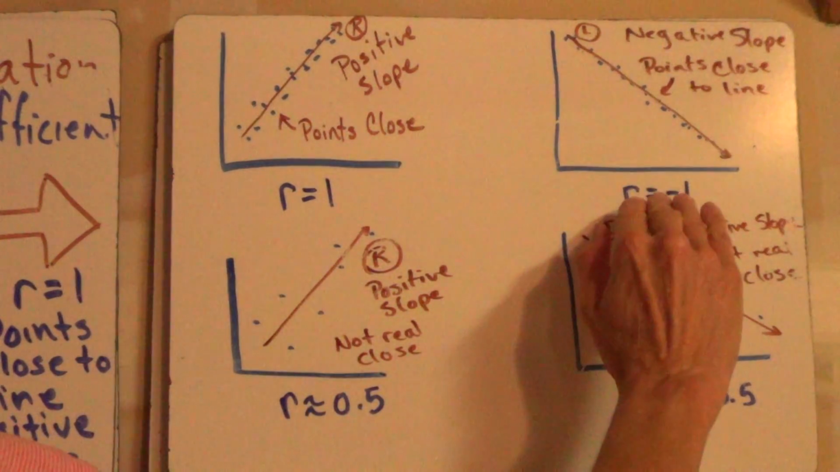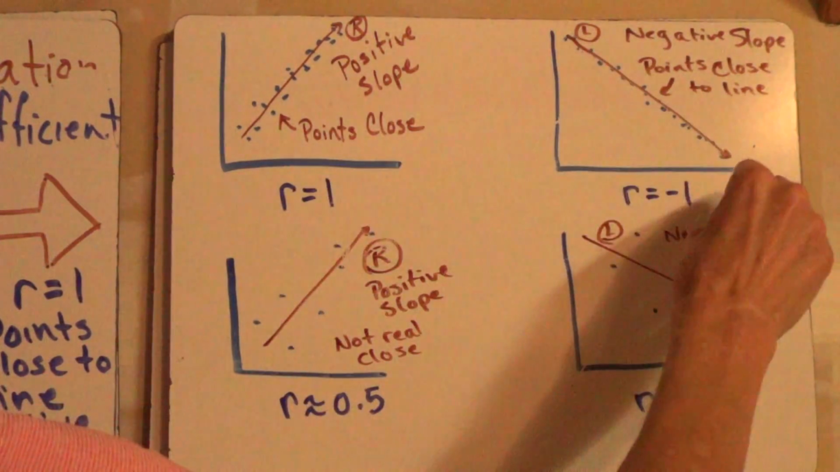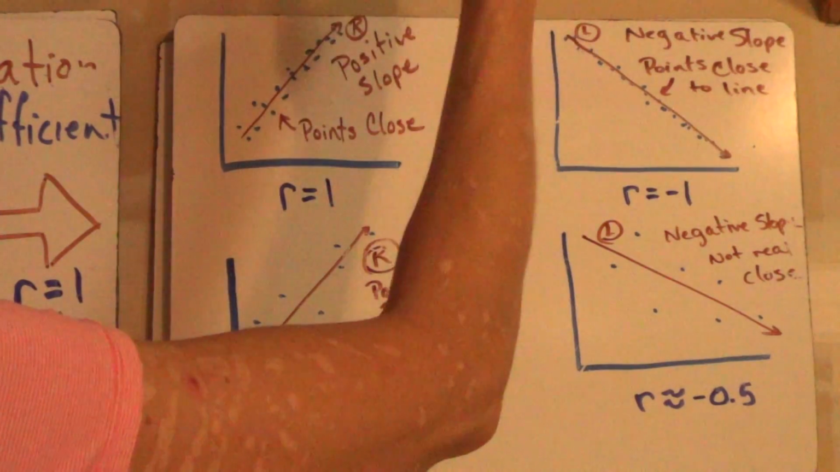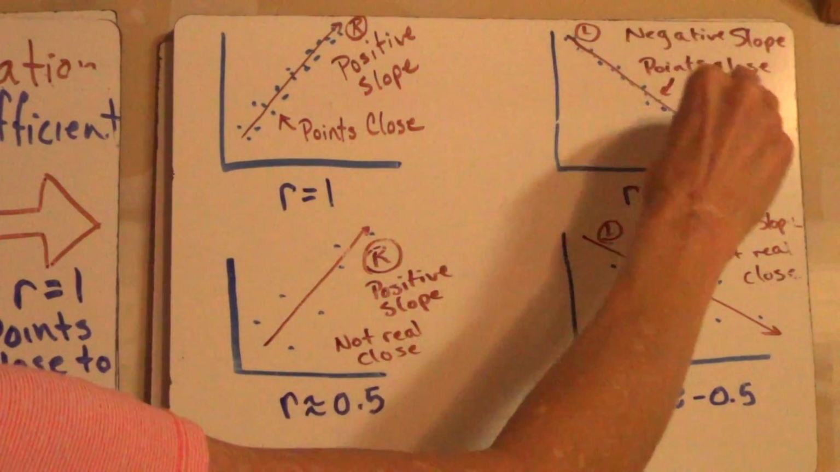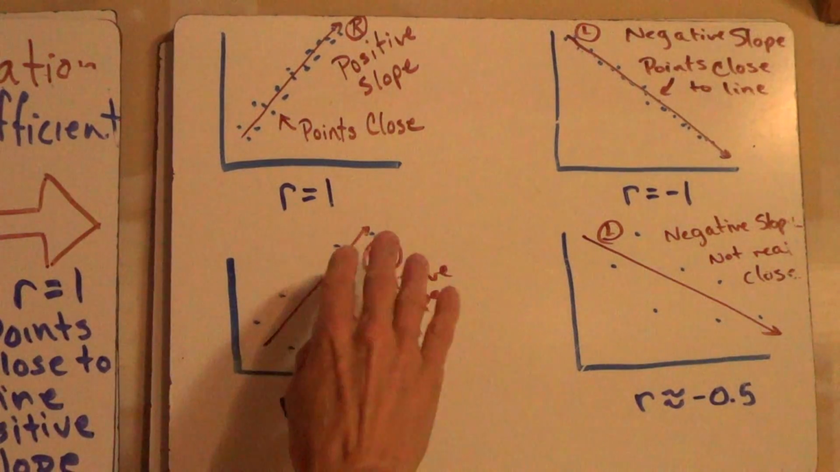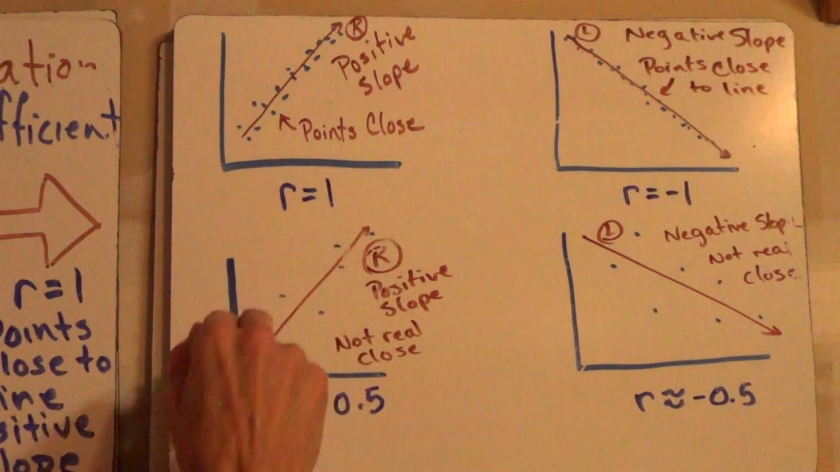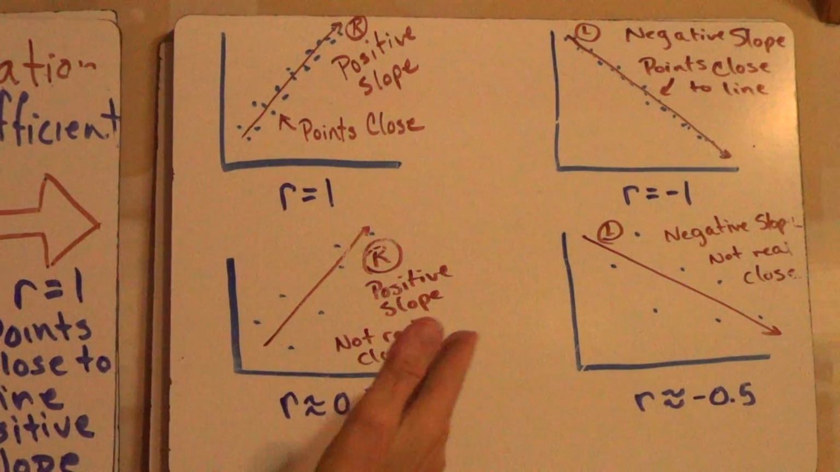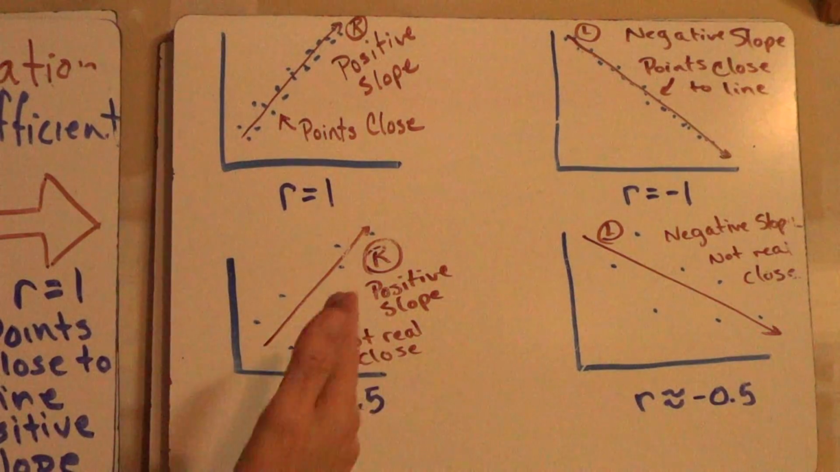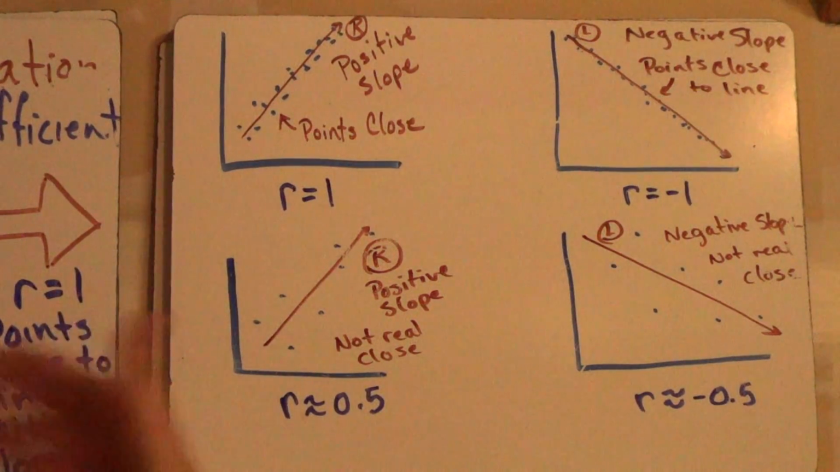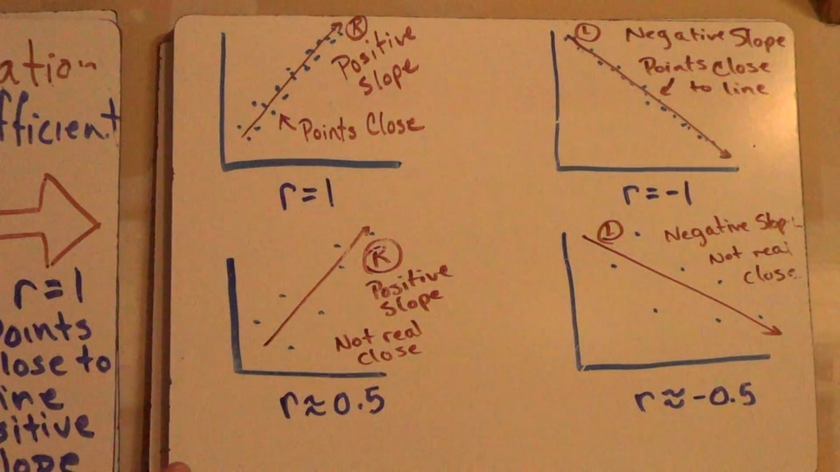An example of R being -1 is if you have a scatter plot and the line is going up to the left, it's a negative slope, but the points are still real close to it. That would be a -1. Now, if you have a situation where the points aren't real close, but there's still that trend to the positive, then it would be like a 0.5. It would be closer to 0.5 than to 1. And that would be positive because it's positive slope.